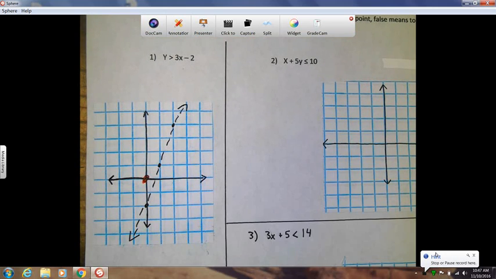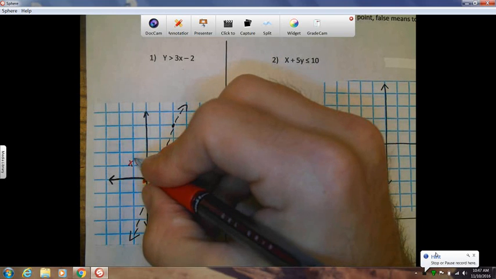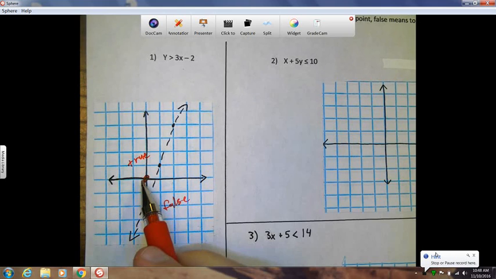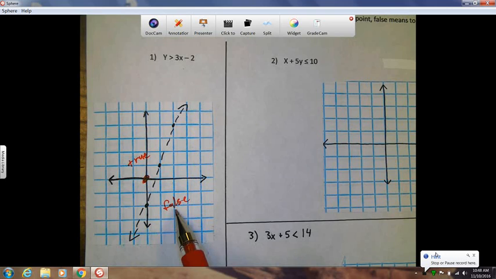I would always use 0, 0 if possible. And if not, I would use a point like 1, 1 or 2, 2. Something to where if you mix up your x and your y, it doesn't matter because you're using the same number. So, if my inequality is true, I'm going to shade here because this is where my test point is. If it's false, I'm going to shade here.